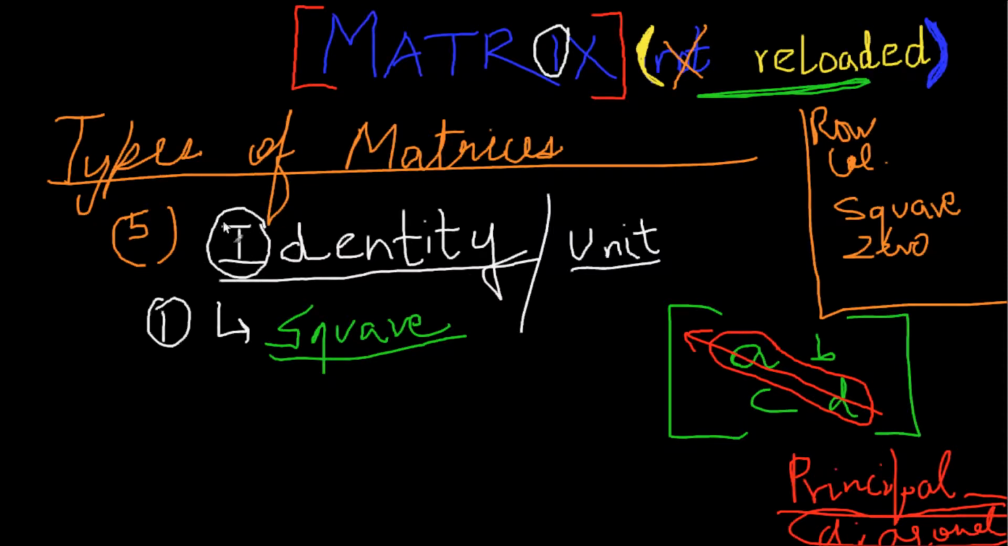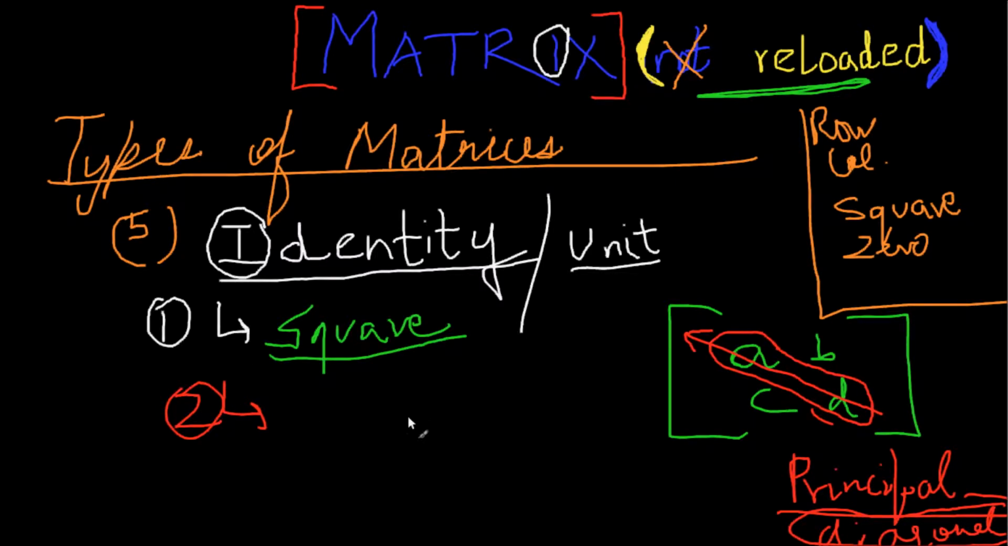That's the first property. The second property is that its diagonal elements, this element, and so on, if it is of a higher order, so on and so forth till the last element, the bottom right element, all these elements are one.